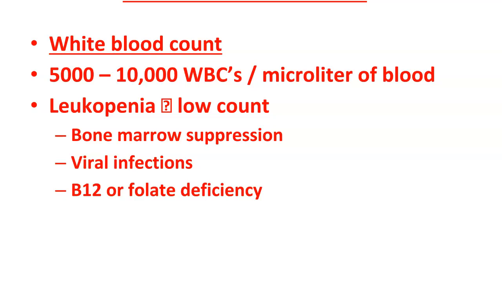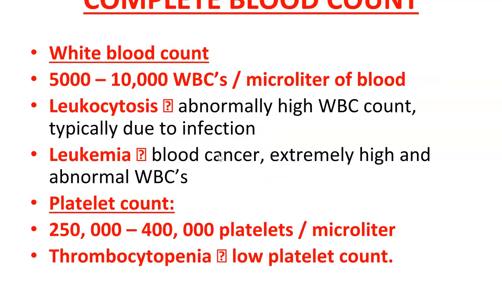White blood cells are counted in thousands per microliter, 5 to 10,000 white blood cells per microliter. A condition of low white blood cells is called leukopenia. This may be due to bone marrow suppression, viral infections, or vitamin B12 or folate deficiency. A condition of high white blood cell count is called leukocytosis, and that typically means an infection. High white blood cell count is typically a few thousand more than normal. So 15,000, 20,000 will be considered leukocytosis.